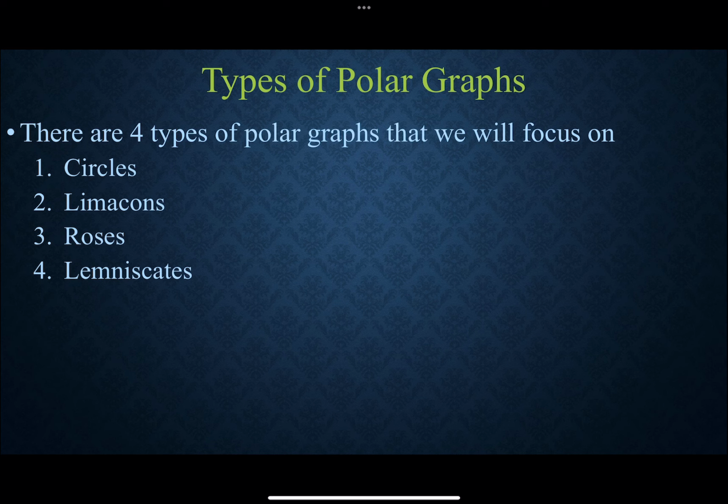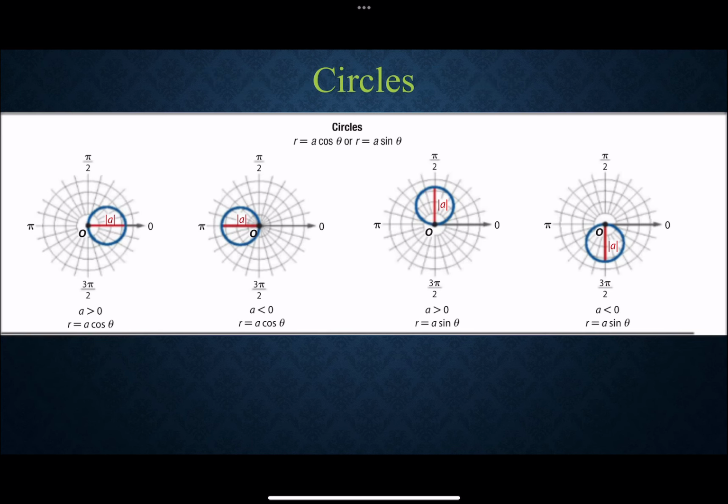Circles, which we've discussed in its regular rectangular form, but there's a polar form for each of the circles. What's called limaçons, roses, and lemniscates. So for the circles, there's four different ways you can look at this circle graph. We'll look at one of them when we create it. It's based on r equals a cosine theta or r equals a sine theta. A can be positive or negative, and obviously it can be sine or cosine for each one of those.